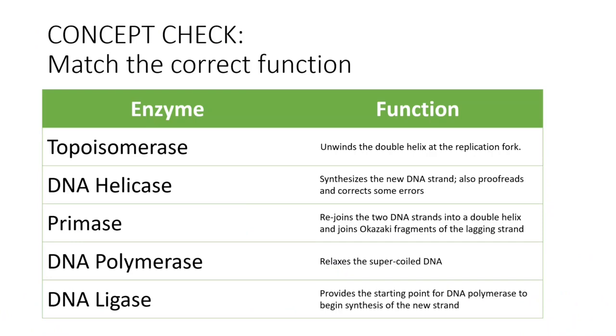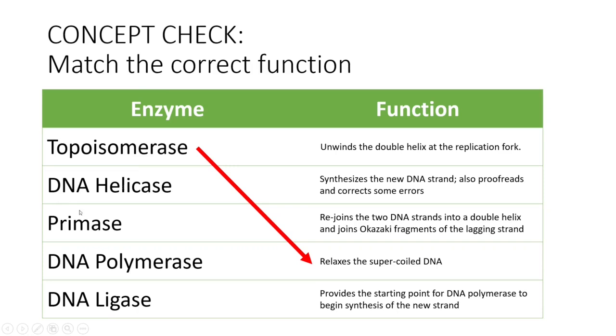Okay, so let's just finish up with this one by matching up the enzyme with the function. So you have the following enzymes: topoisomerase, DNA helicase, primase, DNA polymerase, DNA ligase. And what would be the function of each? So just look at this one, and let's start with topoisomerase. Among the five functions, what will be the function of the topoisomerase? The function of the topoisomerase is that it relaxes the supercoiled DNA.